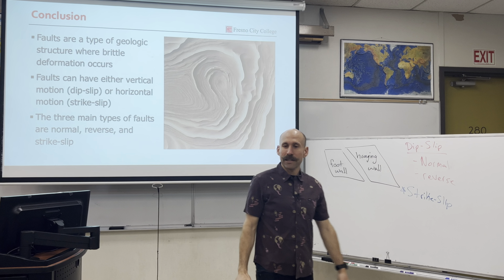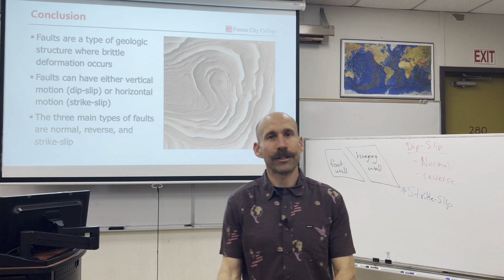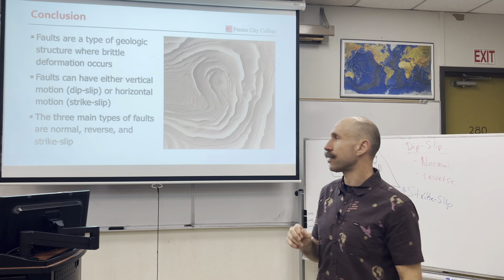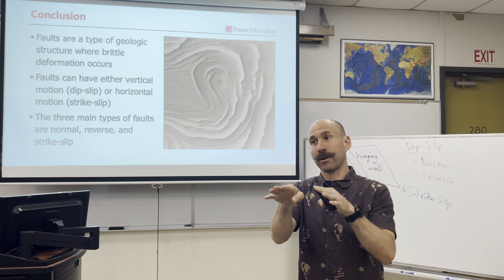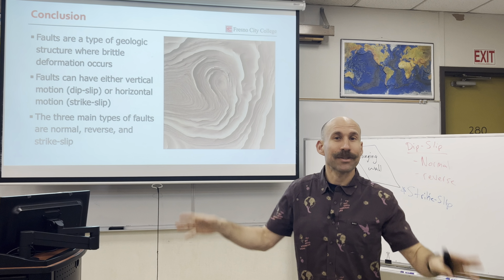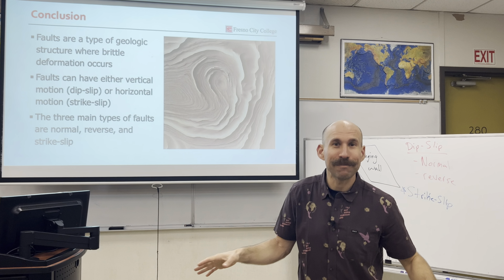So faulting is a result of brittle deformation in response to regional stresses applied to crustal rocks. They come in three different types, or I guess you could say two: vertical movement or horizontal movement, giving us three types: vertical movement, reverse, or normal. Horizontal movement will be our strike slip. So this is our intro into geologic faults.